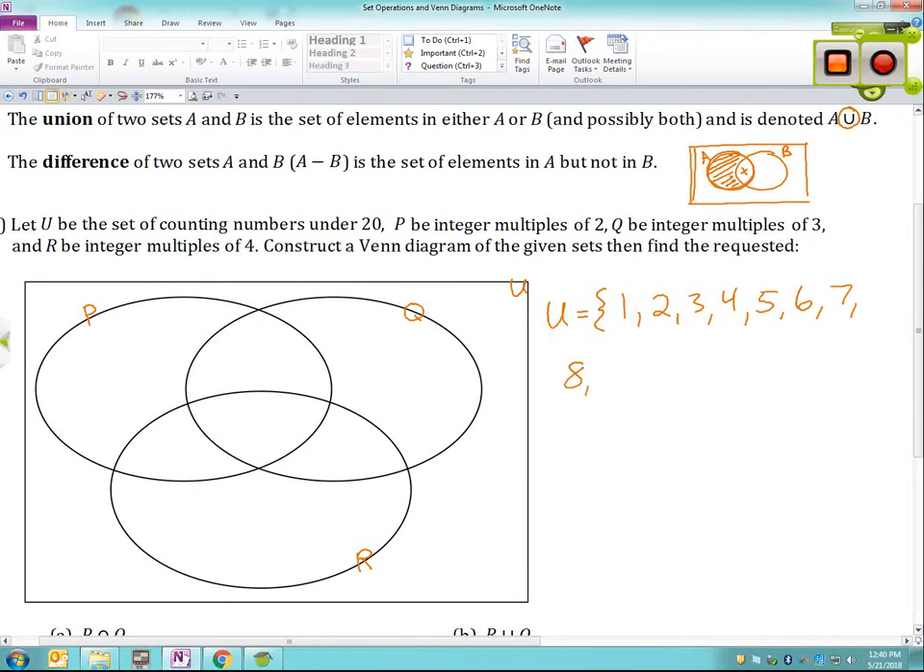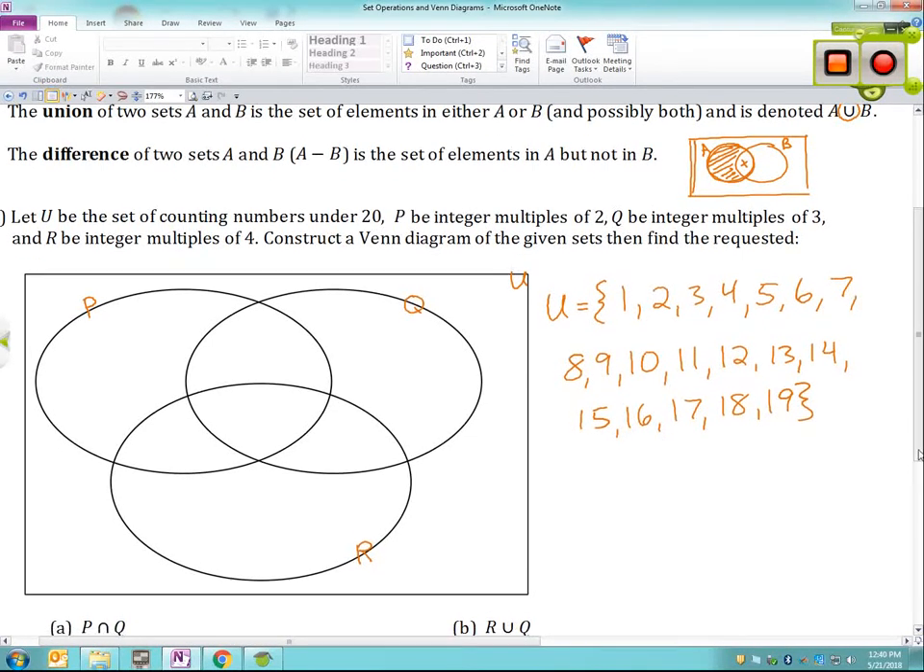And I certainly wouldn't want to do this if I were looking at a set of like the numbers under 100 or something, but 19's not too bad, and it'll help us talk through it. Okay, 15, 16, 17, 18, 19. Okay, so here's my universal set, all the numbers from 1 through 19, all the counting numbers.